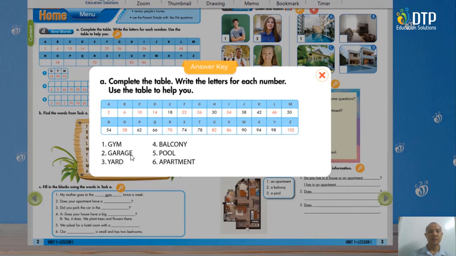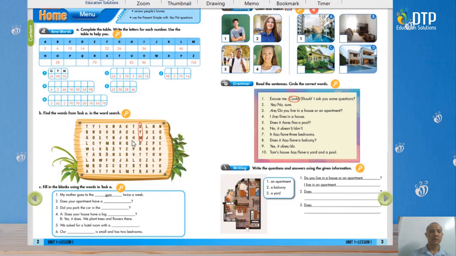Number 2, garage. Number 3, yard. Number 4, balcony. Number 5, pool. And number 6, apartment. Next one, we move to the second exercise.